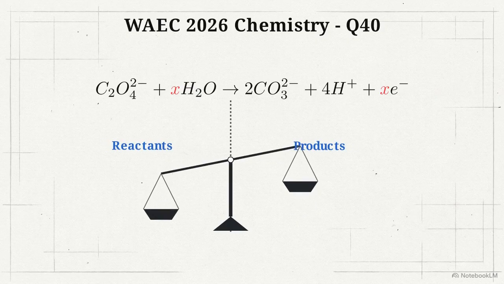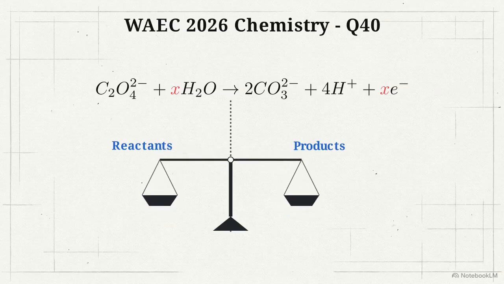Think of this chemical equation exactly like a physical scale. Every single atom we have on the left side, among our reactants, must perfectly balance out the atoms on the right side, our products. We always verify our atoms one by one, and we start with the easiest element.